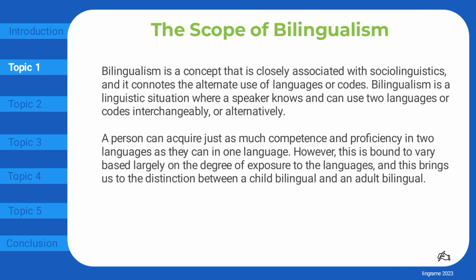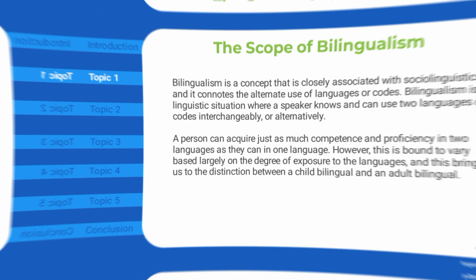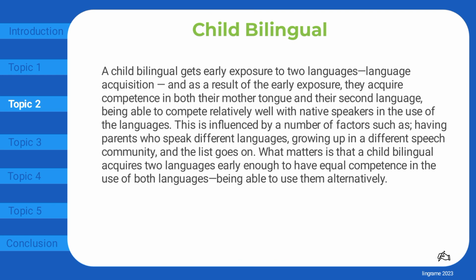However, this is bound to vary based largely on the degree of exposure to the languages, and this brings us to the distinction between a child bilingual and an adult bilingual. A child bilingual gets early exposure to two languages, language acquisition, and as a result of the early exposure, they acquire competence in both their mother tongue and their second language, being able to compete relatively well with native speakers in the use of the languages.